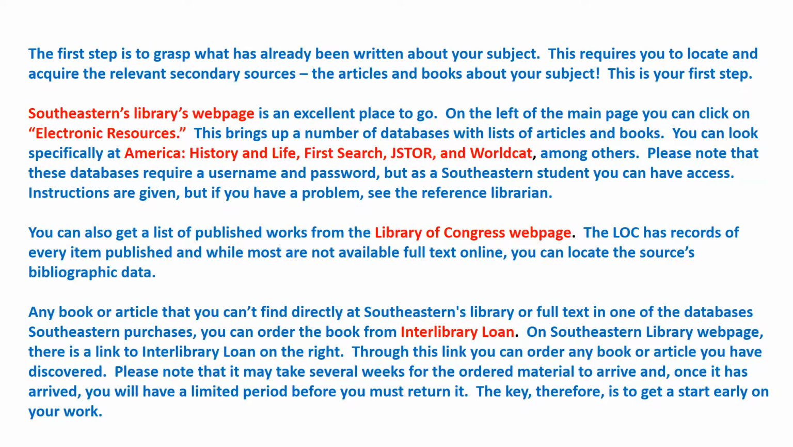You can also get a list of published works from the Library of Congress webpage. The Library of Congress has the records of every item published, and while most are not available full text online, you can still locate the source's bibliographic data. Now, any book or article that you can't find directly at Southeastern's library or full text in one of the databases Southeastern purchases, you can get from interlibrary loan. You can do this also from Southeastern Library's webpage.